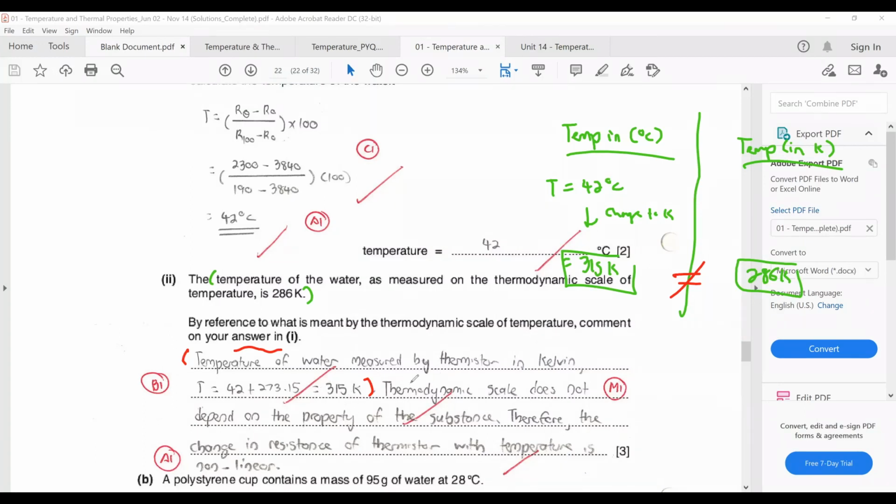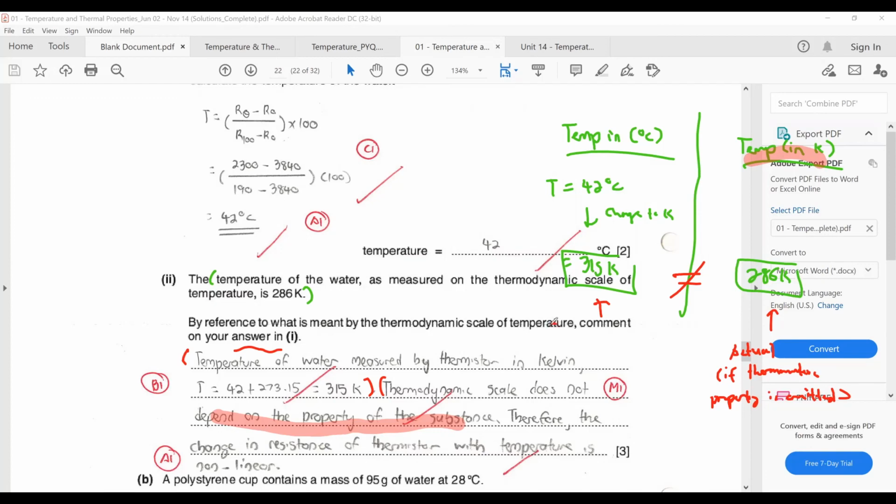Kelvin. Then after that, your thermodynamic scale, which is this one, we mentioned to you, does not depend on the property of the substance, right? So here, this one should have been the actual one. If thermometric property is omitted.